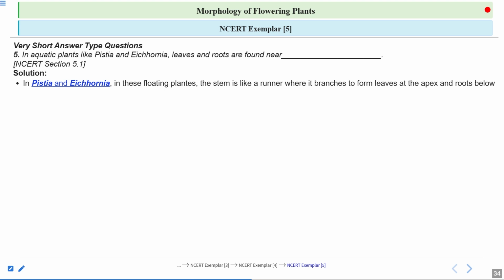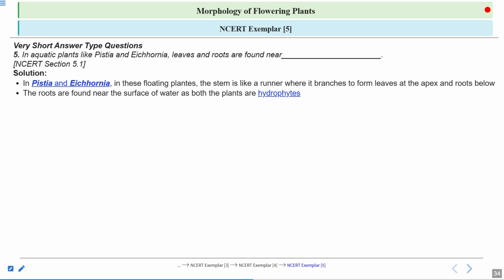Pistia and Eichhornia are floating aquatic plants, and they float on the surface of water. The stem is like a runner, where it branches to form the leaves at the apex and roots below, right? They are runners. At the nodal region, you see that they give rise to branches, and from the lower region of this stem, the roots emerge.